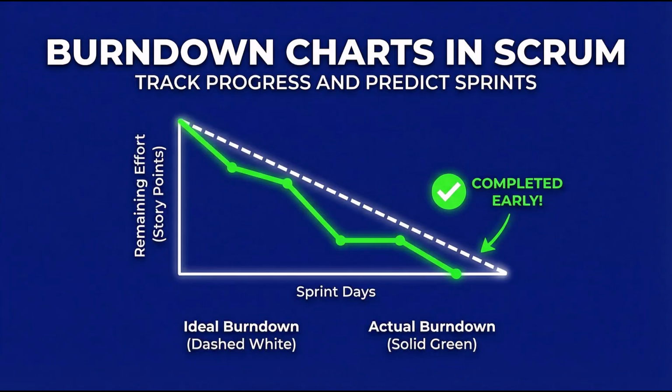Pattern number 3, consistent early completion. Sprint after sprint, your team finishes all committed work 2-3 days early. What it means, the team is undercommitting, they're playing it safe and not maximizing their capacity. Diagnostic questions. What is the team doing in those extra days? Why aren't we pulling in more work from the backlog? Are we afraid of overcommitting, or is there pressure to always make the sprint?